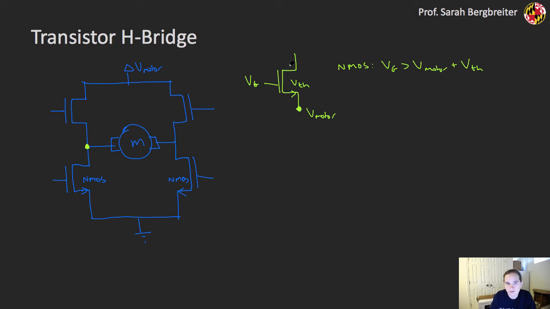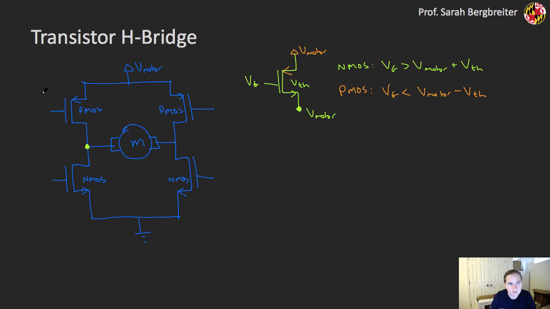Now, in contrast, if I were to make this a PMOS transistor, and this is now connected to V motor at top, I need my gate voltage to be less than V motor minus my V threshold. So in this case, I can turn it off by applying something close to V motor to the PMOS, and I can turn it on by applying something like ground to the PMOS. So typically what we're going to do is provide PMOS transistors up on top.